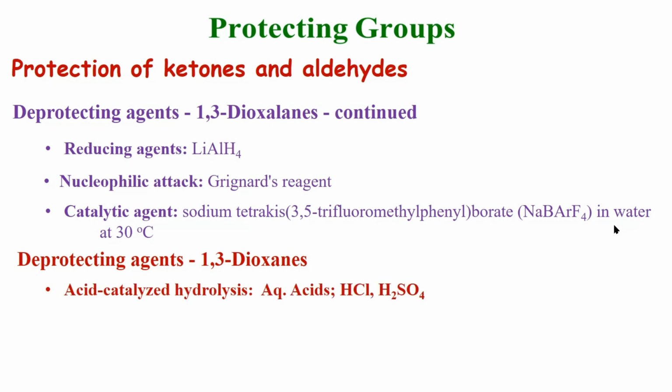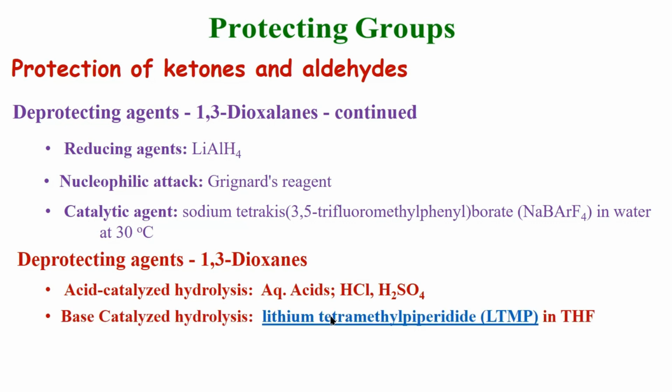Dioxanes can be deprotected by acid hydrolysis. We can use aqueous acids like HCl and H2SO4, similar to acetals, but this cannot be achieved by using Lewis acids. It can also be hydrolyzed by using a base as the catalyst. Lithium tetramethyl piperidide in THF is used.